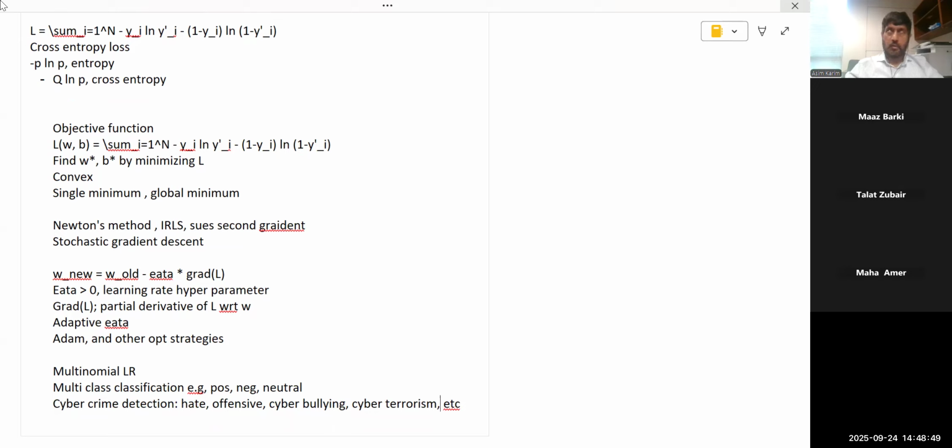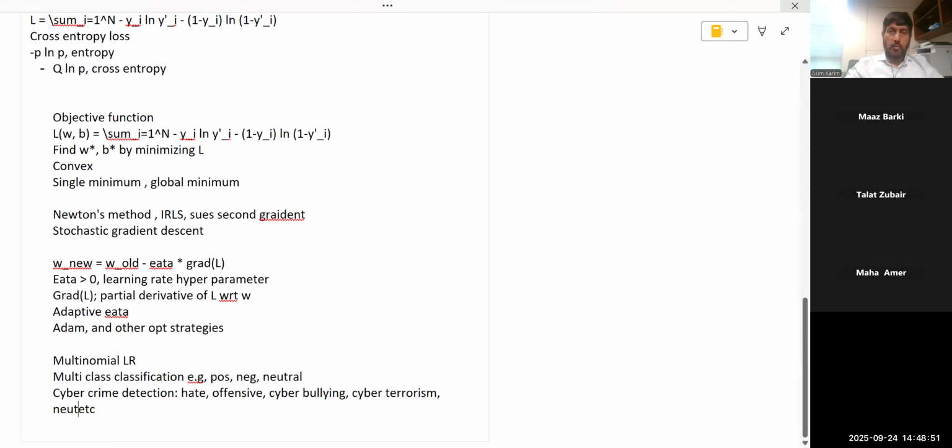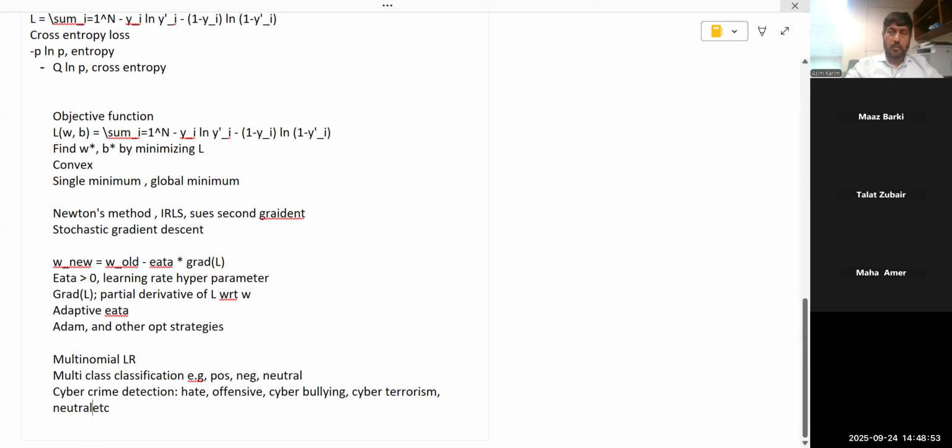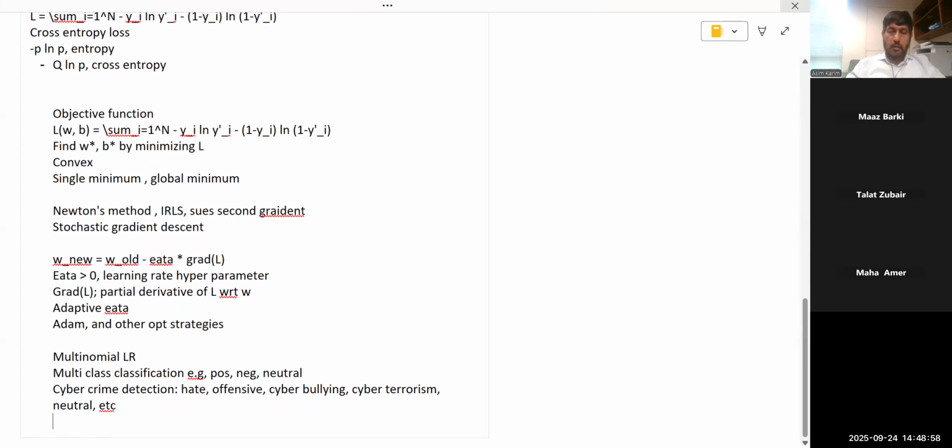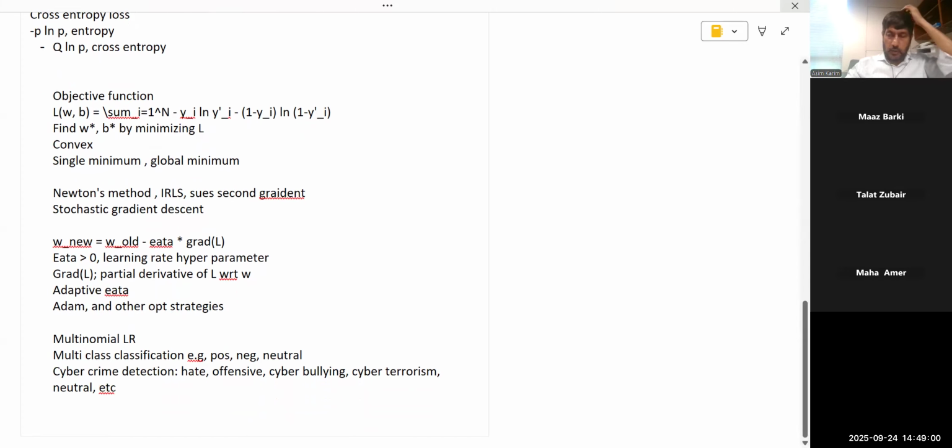Of course, न्यूट्रल भी होगा आपके पास. So none of the above. ठीक है. So in general, we can say that we have k greater than two classes. So this will be a multi-class classification problem. So more than two classes. ठीक है. So how would we modify our logistic regression?